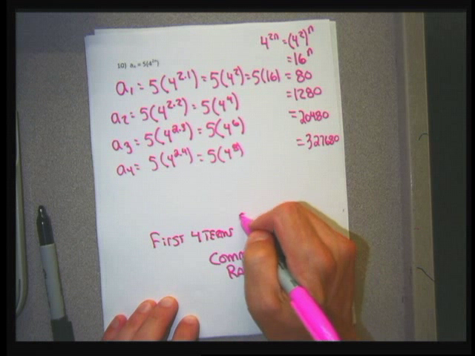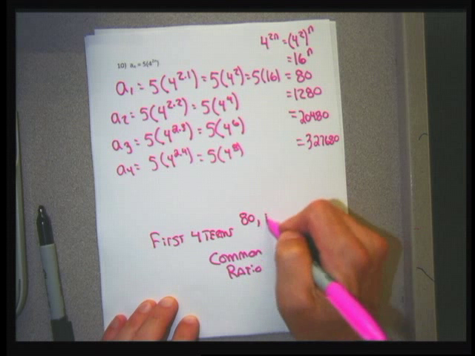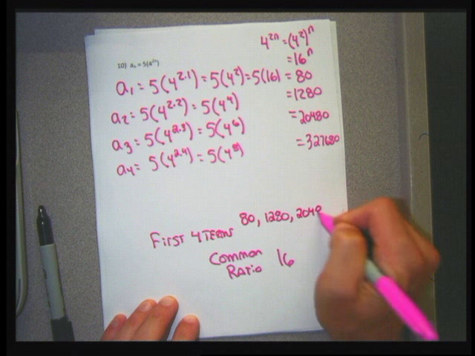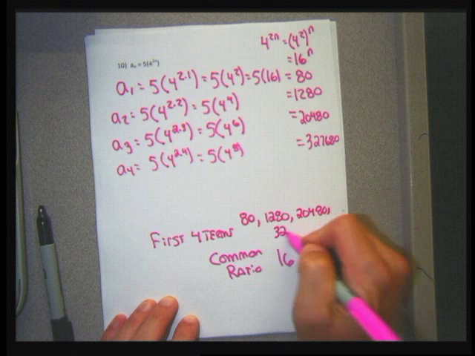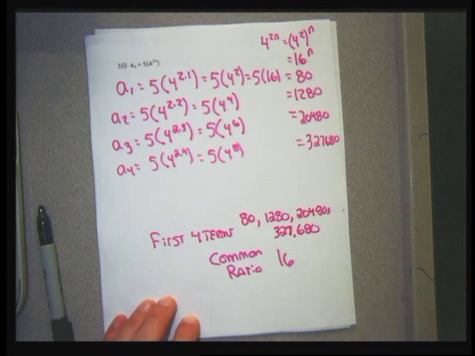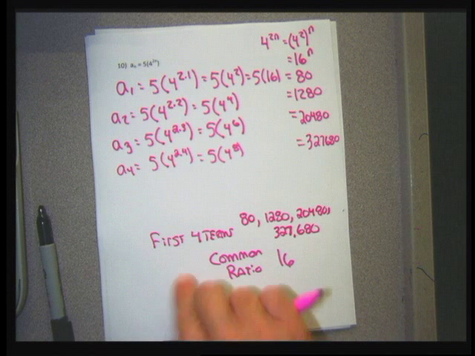The instructions said find the first 4 terms and the common ratio. The first 4 terms are 80, 1,280, 20,480, and 327,680. Wasn't the best problem, but it's what it is.